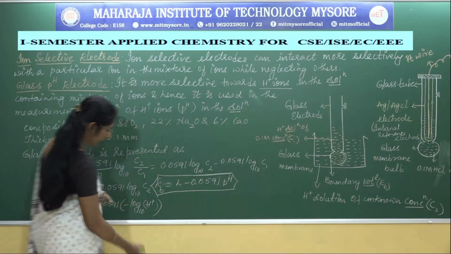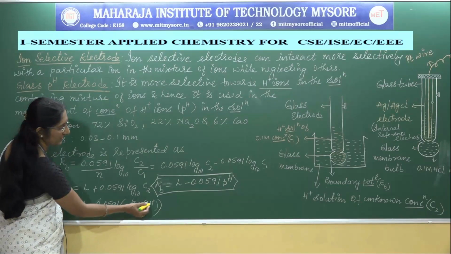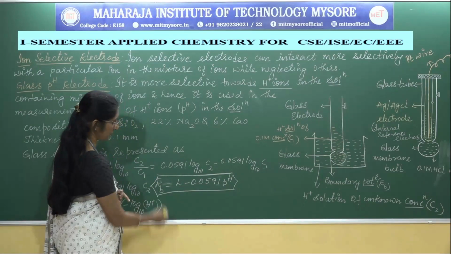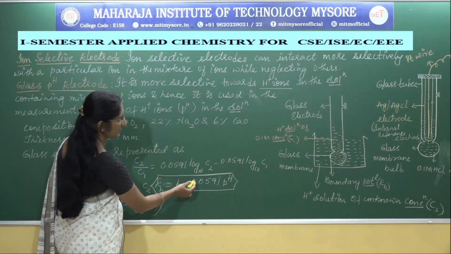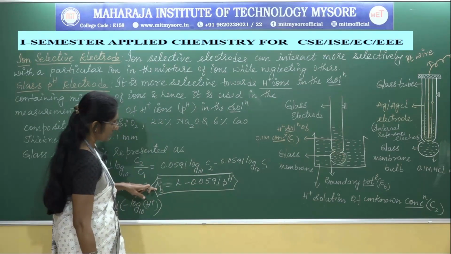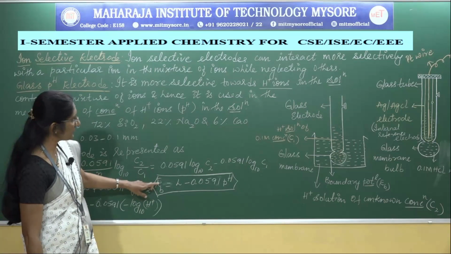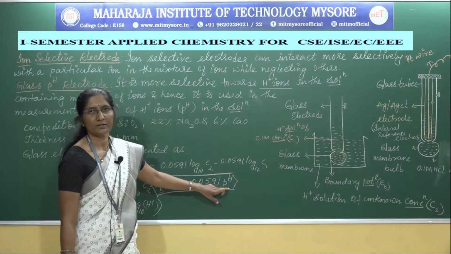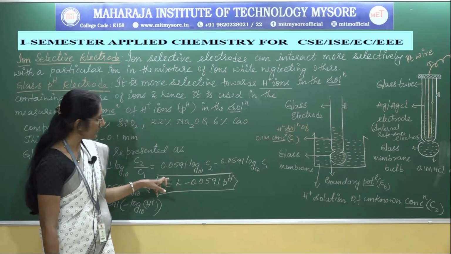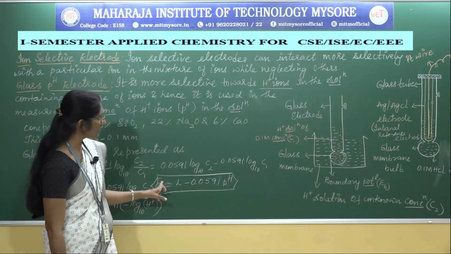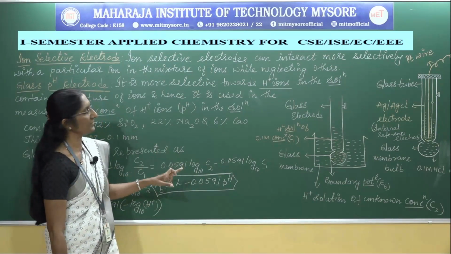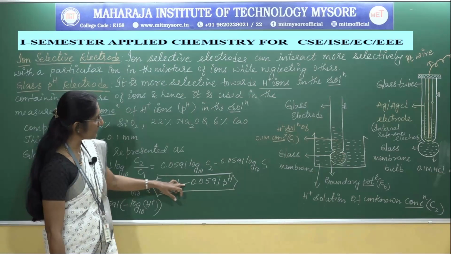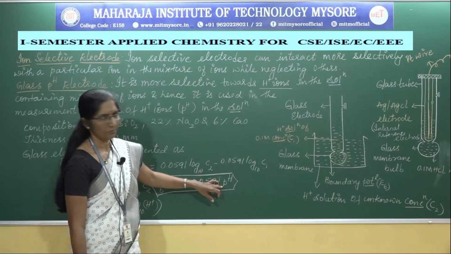What is the definition for pH? pH is nothing but minus log base 10 of H plus ion. So here we have written it as pH. Therefore EB is equal to L minus 0.0591 pH. So this gives the expression for boundary potential. EB is equal to L minus 0.0591 pH. Is it clear? So what is the potential for glass membrane? The glass electrode or glass membrane boundary potential or membrane potential is nothing but L minus 0.0591 pH.